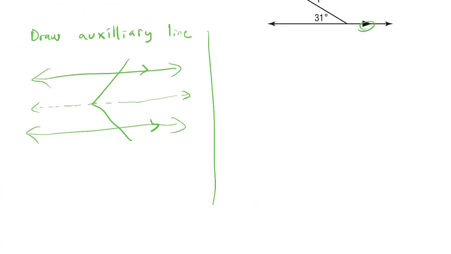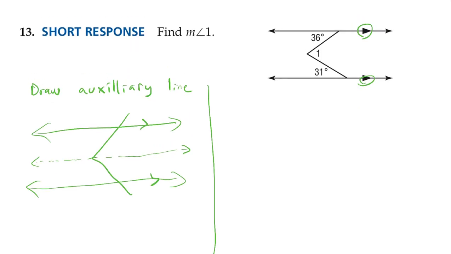Okay, so we can add an auxiliary line. Now let's just add in the information that we have. We have 36 degrees here. We have 31 degrees here. Well, we could use alternate interior angles because I drew this line parallel. 31 degrees is the same as 31, alternate interior angle. 36 is the same as 36. That's alternate interior angle. And so you add those together and we get one large angle of 67 degrees, okay? So that's one way to do it.